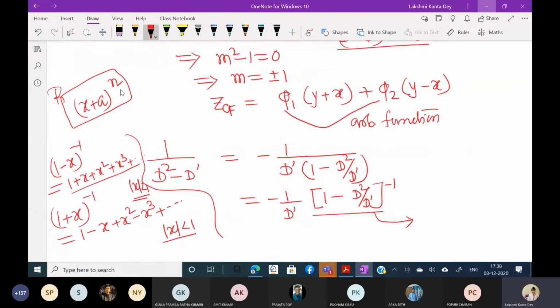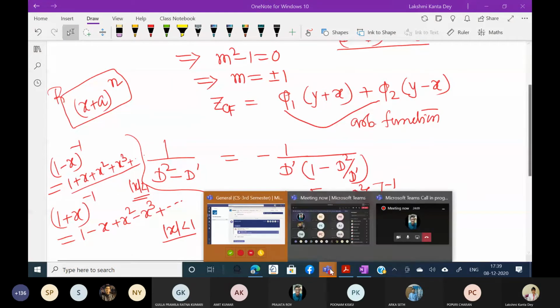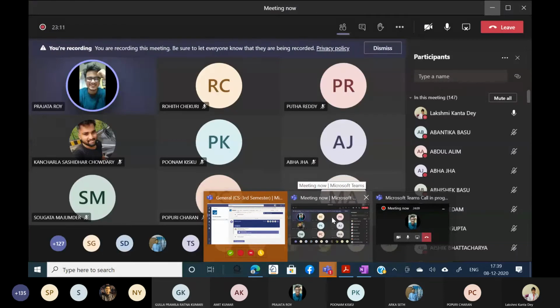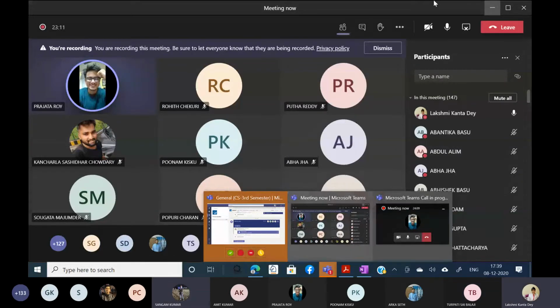How many terms will be there if n is equal to negative? No one can say? One term? One. Infinite, sir. Infinite.